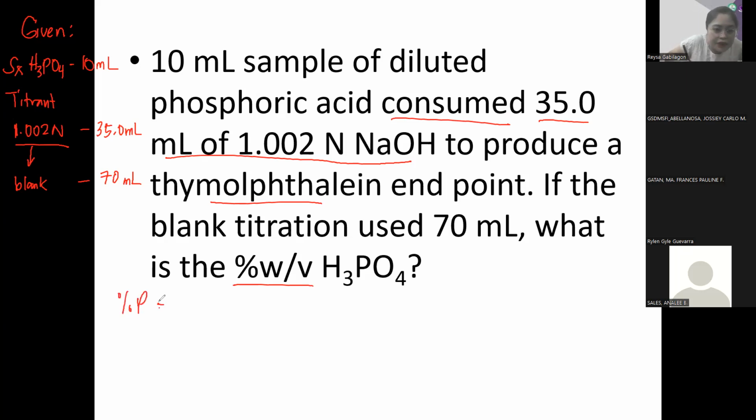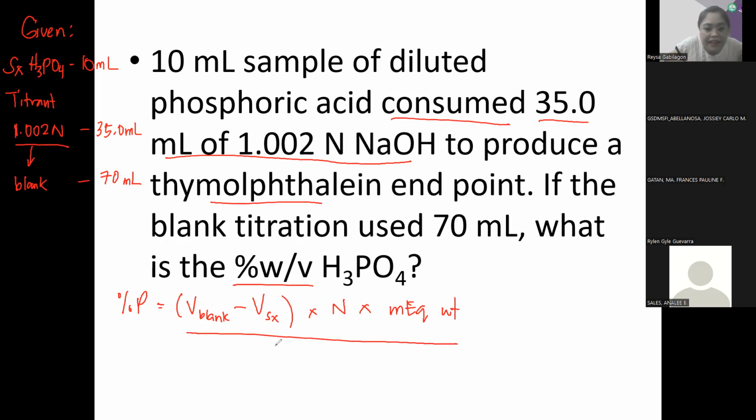We have percent purity, again, weight per volume, is equal to the volume of the blank minus the volume of the sample during titration, times the normality, times the milliequivalent weight, divided by, take note, the volume of the sample, times 100. So this is again the formula to be used if you are going to compute percent weight per volume. Most of the time we are computing percent purity weight per weight, because the given of the sample is weight; this time it's volume.